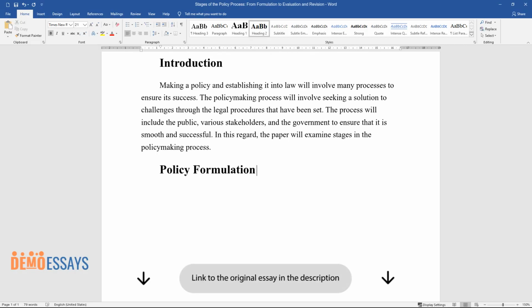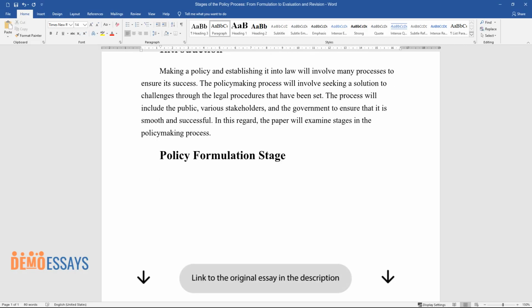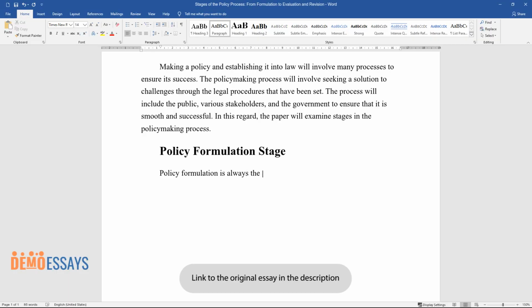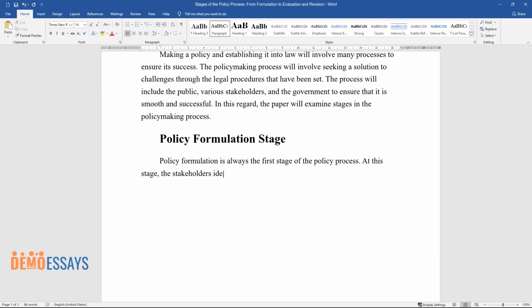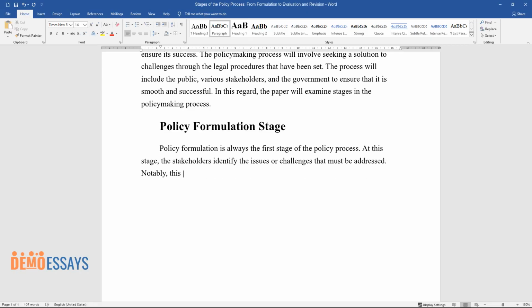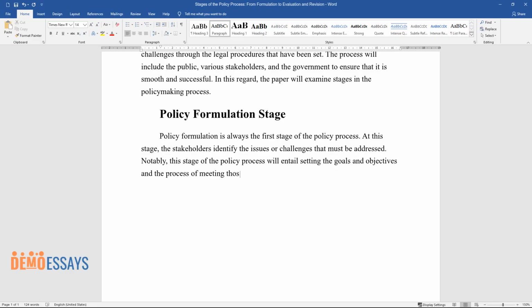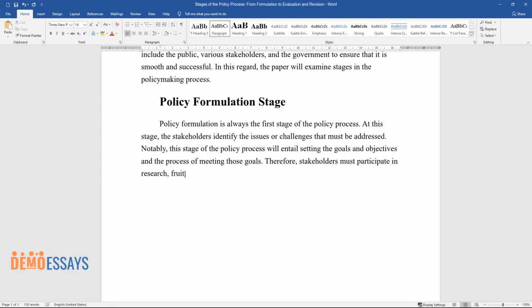Policy formulation stage. Policy formulation is always the first stage of the policy process. At this stage, the stakeholders identify the issues or challenges that must be addressed. Notably, this stage of the policy process will entail setting the goals and objectives and the process of meeting those goals. Therefore, stakeholders must participate in research, fruitful engagement, and data analysis.